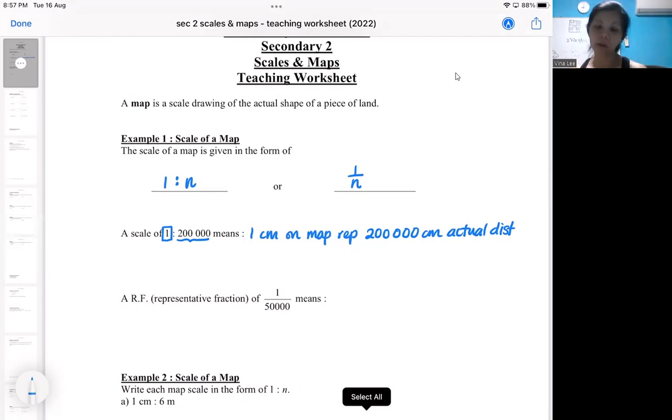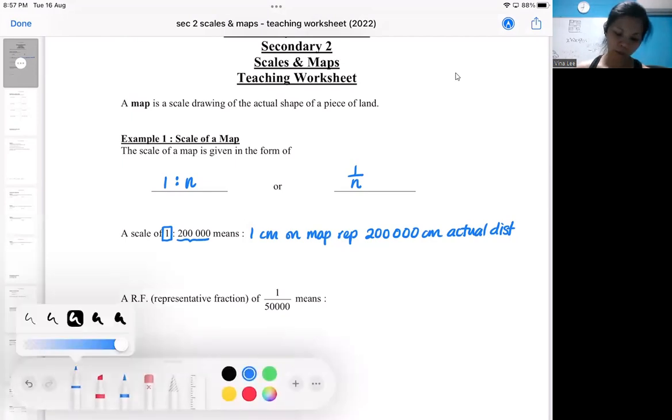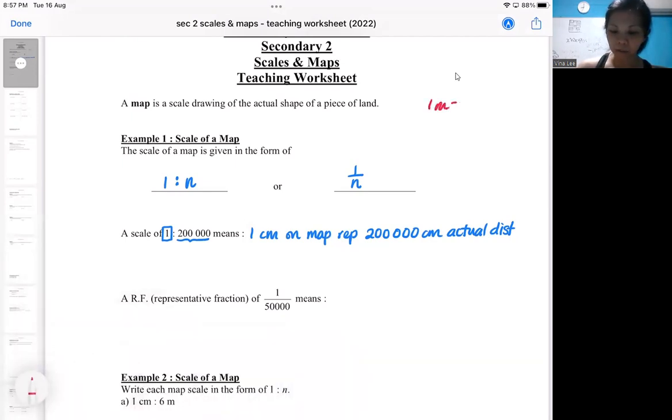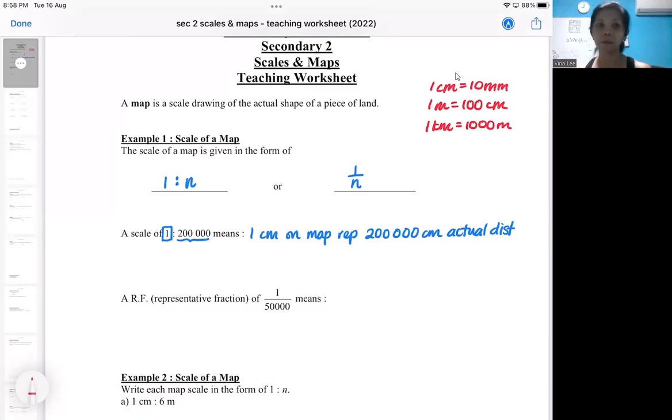So in this topic, there's quite a bit of conversion. You do need to know your basic conversions, like 1 meter is 100 centimeter, 1 kilometer is 1,000 meter. You'll be dealing with quite a number of zeros, so that's where careless mistakes can happen. Sometimes you might even deal with mm. For example, 1 centimeter is 10 mm. Mm is the part on your ruler. I don't have a ruler right now, but if you look on your ruler, 1 centimeter is divided into 10 parts. That's the mm.